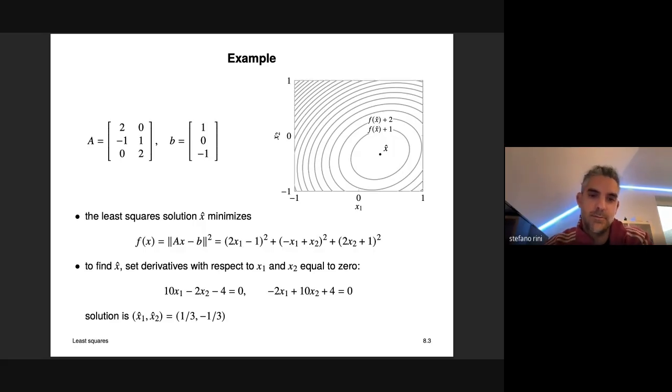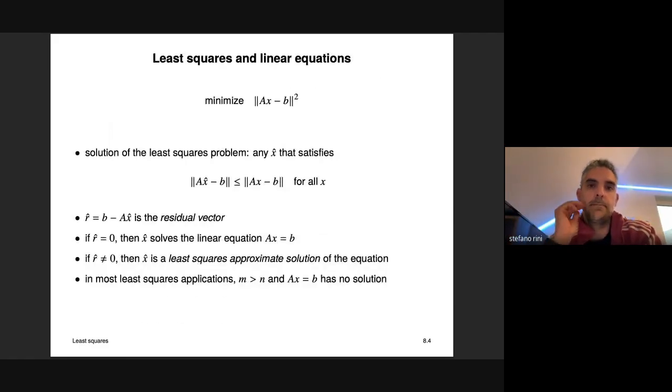But of course, when you solve the problem, you know that this is a concave or convex function, so you can either have one minimum or one maximum. So easy to check. Very good. So, in general, we want to minimize ||Ax - b||². R is the residual vector. If R hat is equal to 0, then we have the exact solution.